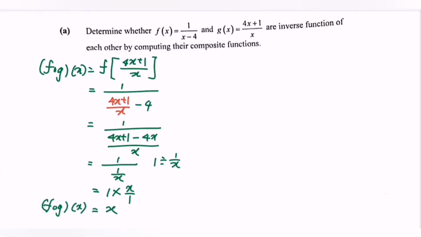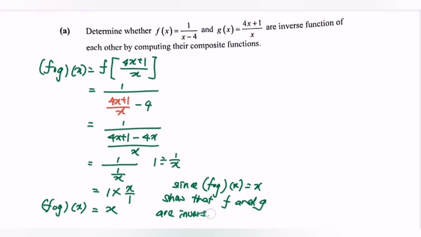So here, we already have f∘g equal to x. Since f∘g is equal to x, it shows that f and g are inverse to each other. So that is the situation for A.